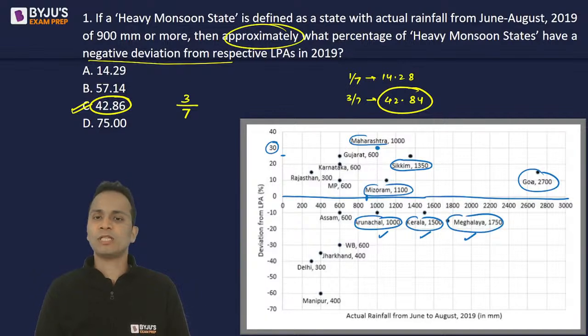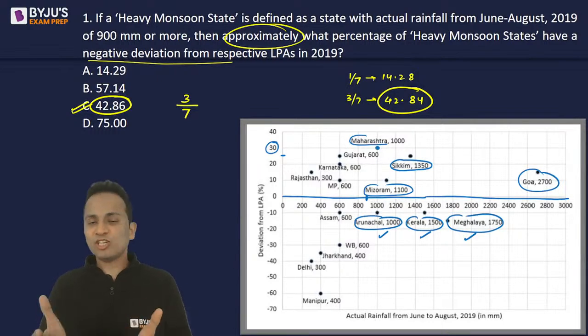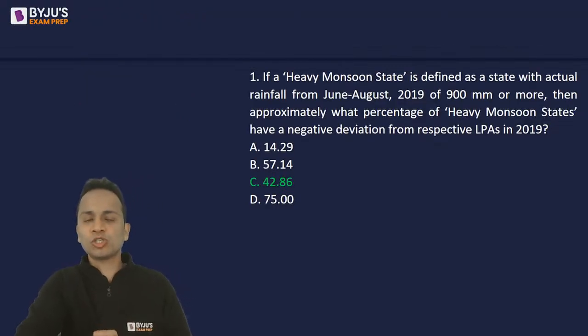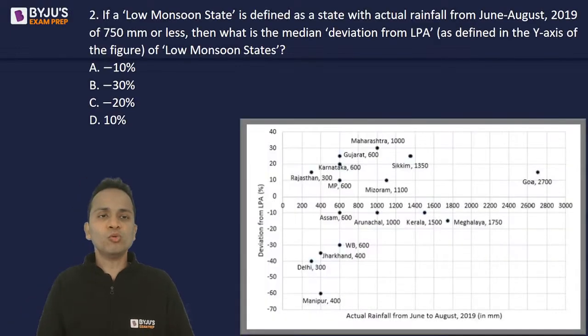All right. So that is the first question. Not at all difficult. You might think that the data was very complex, but it is actually not very complex. Okay, let's move on and look at the next question. So this was question number 1. Answer is option C, 42.86. Question number 2 is related to the same set.